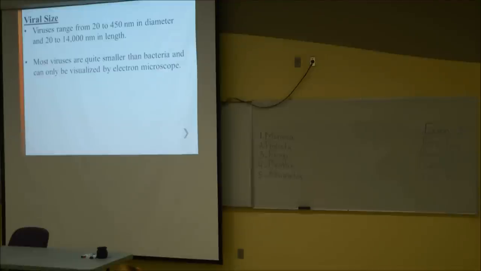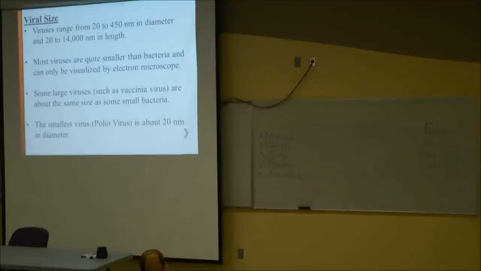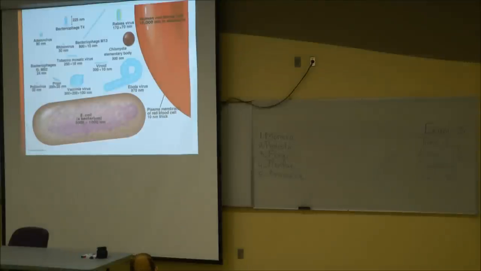You need an electron microscope to see most of the viruses. But there are some huge viruses. If you have a good quality compound microscope, you can see some of the large viruses. The smallest animal virus, you need to add the word animal right here, the smallest animal virus is polio, which is about 20 nanometers in diameter. And here is the diagram that's in your textbook.